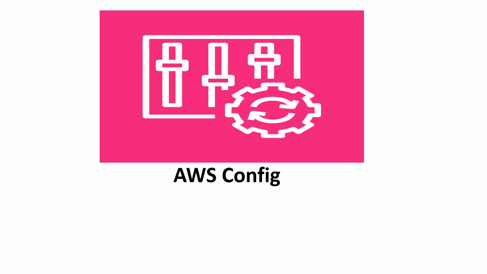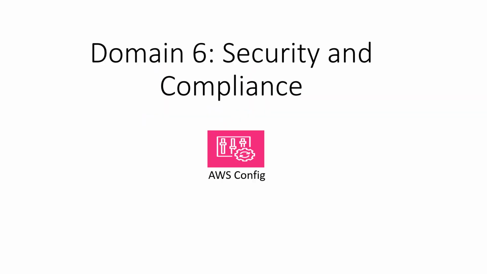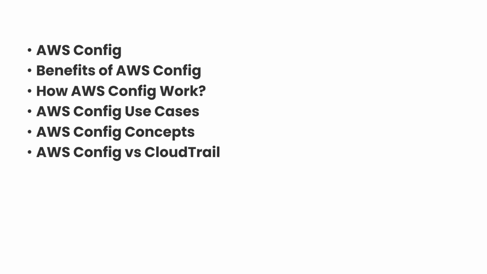I will cover these slides. Please listen properly, and in case of any issues, write in comments. So Domain 6, security and compliance, AWS Config. I will be covering AWS Config benefits. What are the benefits of AWS Config? How does AWS Config work? What are the different use cases of AWS Config? What are the AWS Config concepts? How is AWS Config different from CloudTrail?